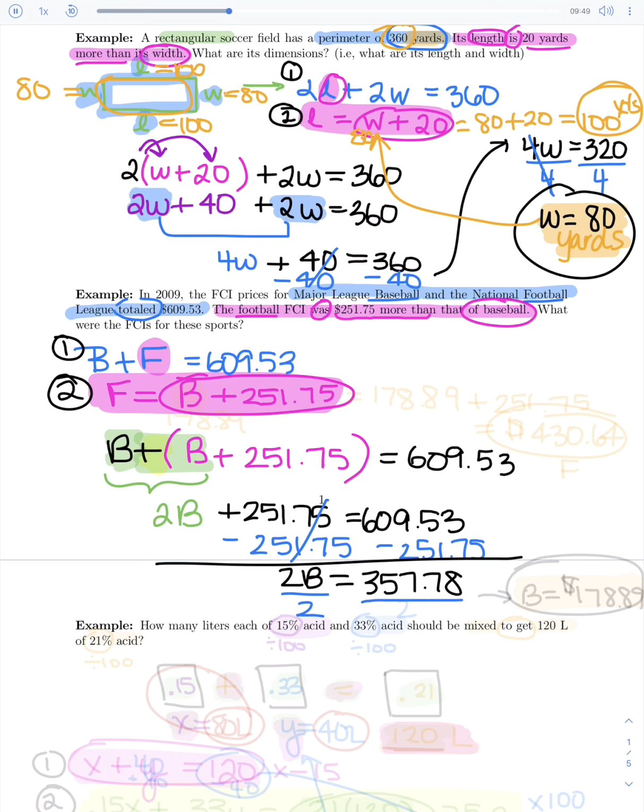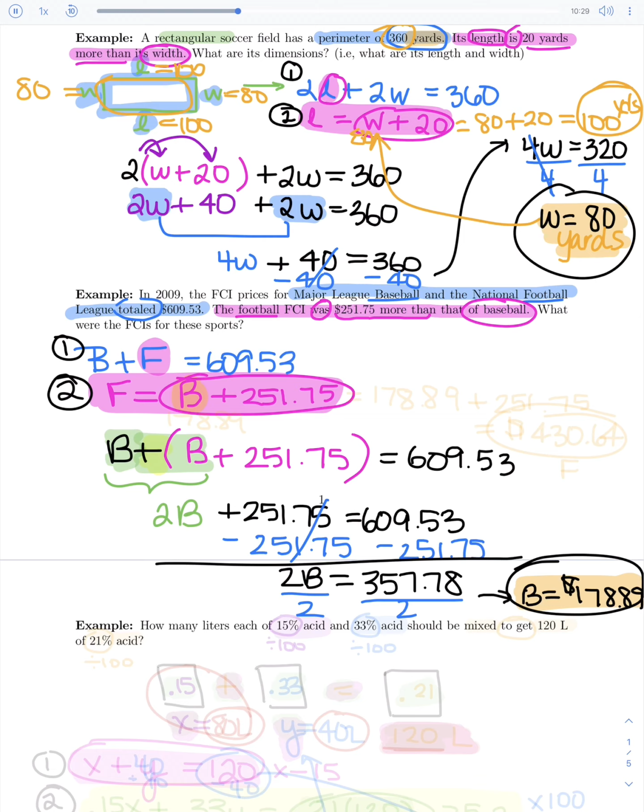And let's see, when you divide both sides by 2, we get $178.89, and that's for our B. And remember, this was money, so it's $178.89. And remember, the B stands for baseball. I still have to find out the same amount, but for football. So I'm going to take this value I just found, my baseball amount, and let's plug it in to our substitution formula, wherever there's a B.